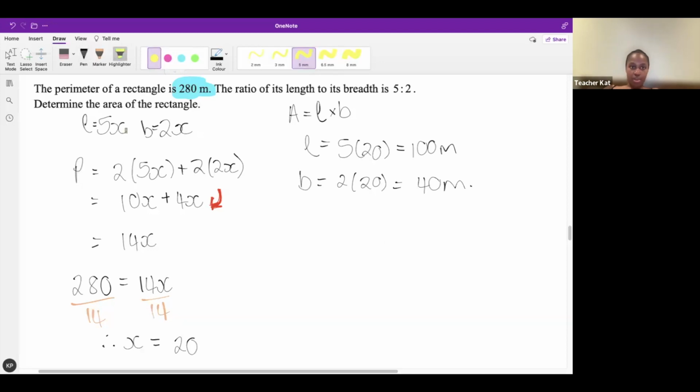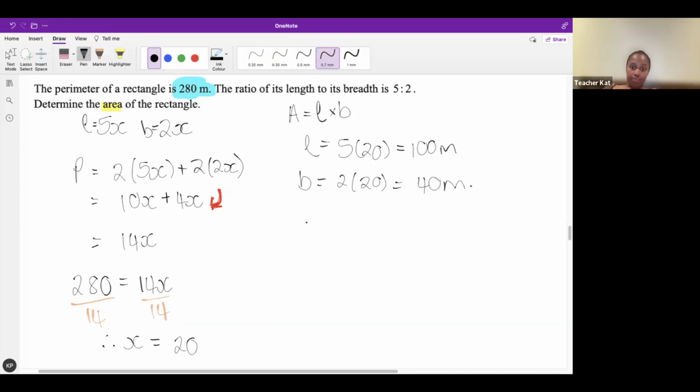We're not done. They asked us for the area. If you guys are not sure and you want to check, you can go substitute this in and check if your perimeter is in fact 280, right? Because it's going to be 100 plus 100, which is 200, plus 40, which is 240, plus another 40, which is 280. So we're done.